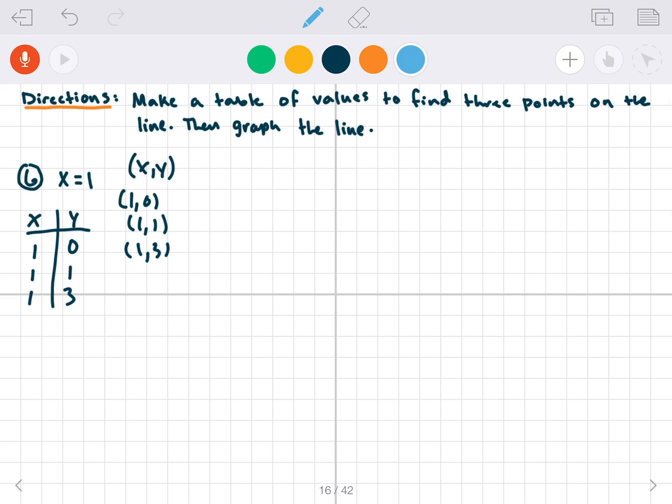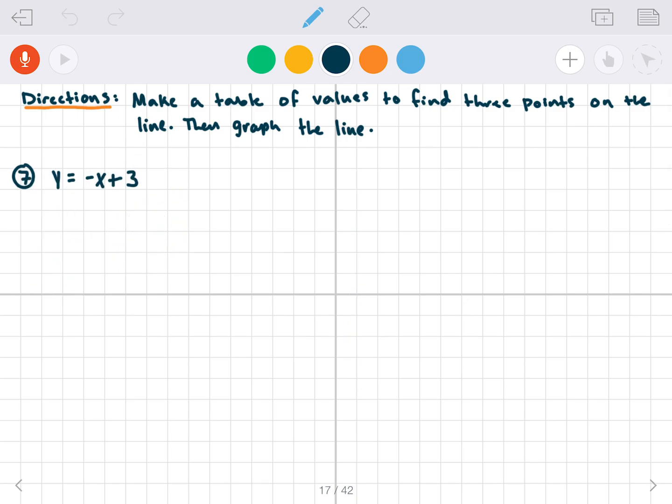And if we graph these, (1, 0) is right here, (1, 1) is right here, (1, 3) is right here, and so it makes a line that goes this way. Okay, so there's our line.